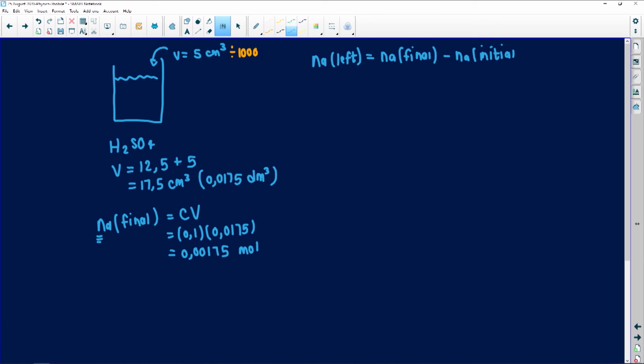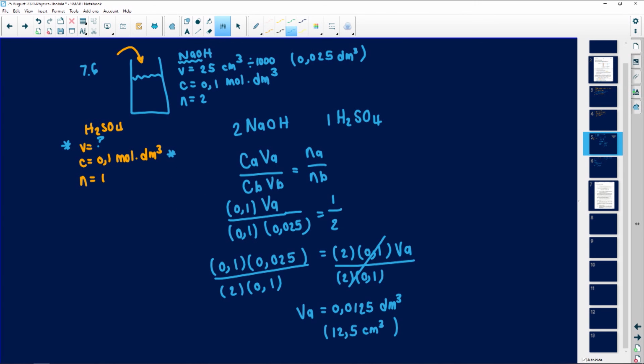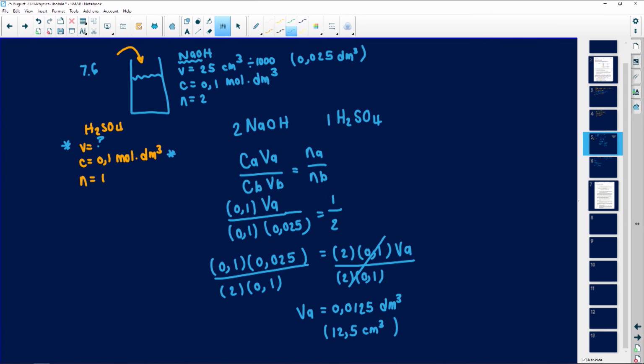It's almost like physics where you say final minus initial. So now I know that the final moles that I have is 0.00175 minus the initial moles that I had. These are the initial moles that we had, and we got those in the previous question.